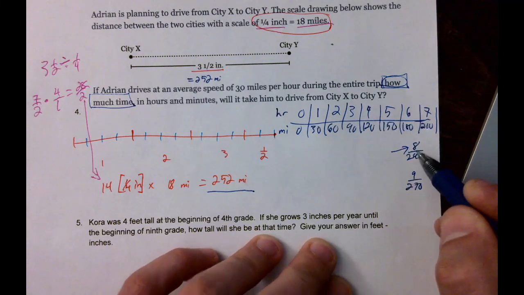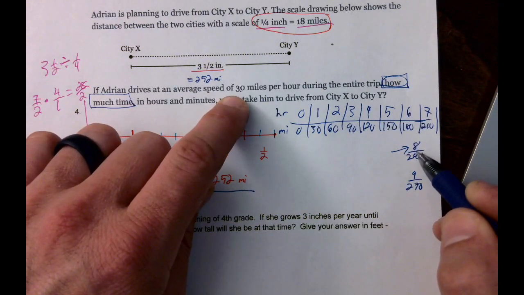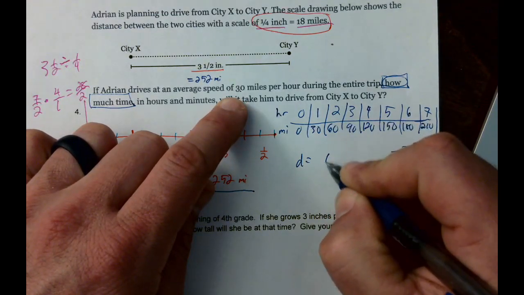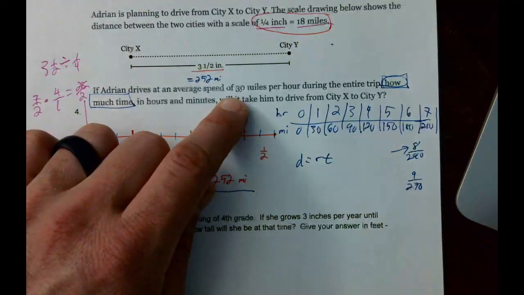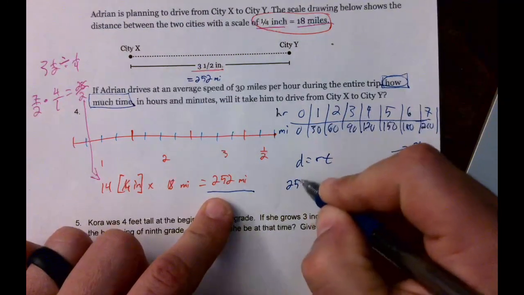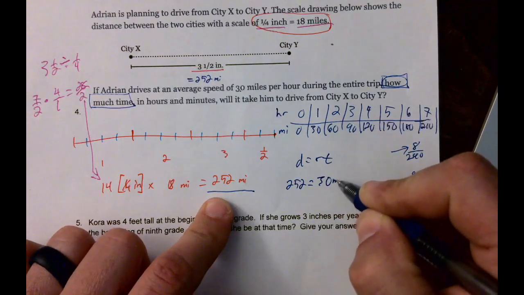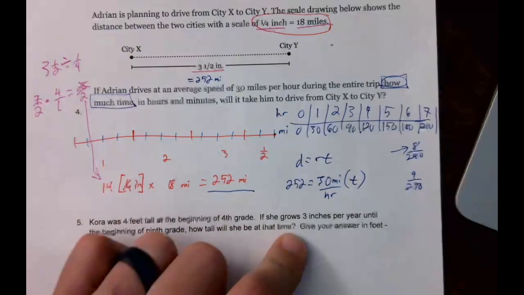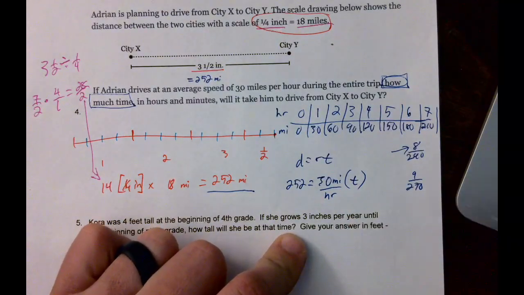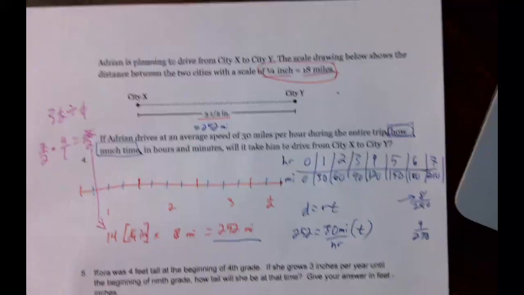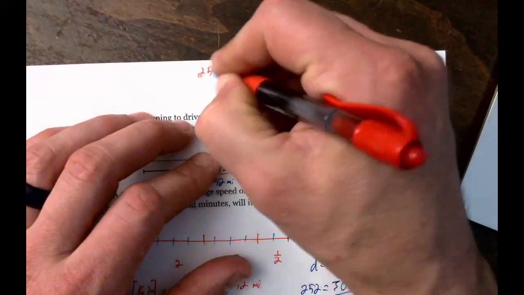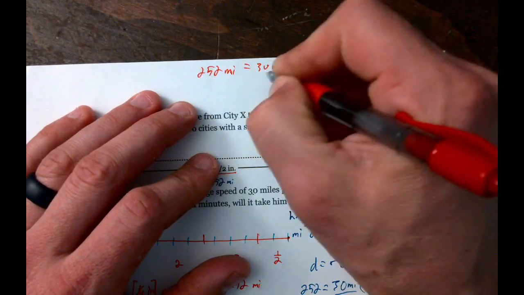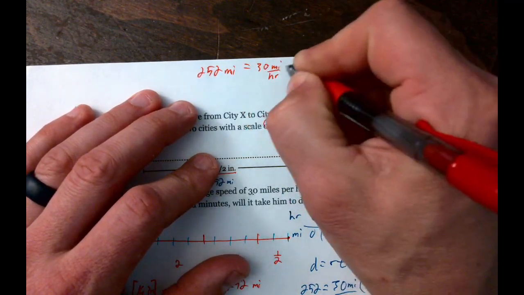What's the relationship here and here? Well, it must mean that the distance, which is 240, is equal to the time times the rate or speed. So check it out. I've got to go 252 miles. I know that I'm going to be going at 30 miles per hour. I don't know what the time is. So that's why the time is the variable. And so I've got 252 miles equals 30 miles per hour times t for time.